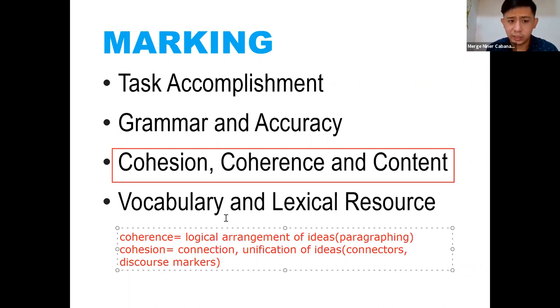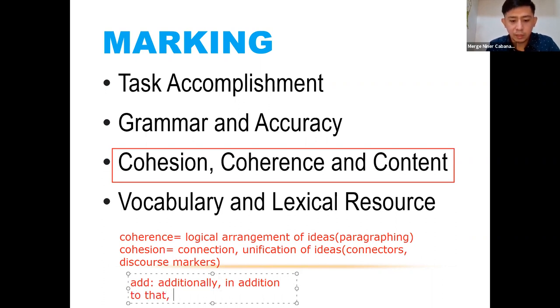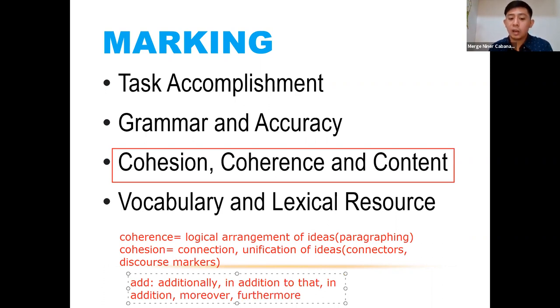So, basic words when it comes to coherence and cohesion. If I'm going to add on paragraph and sentence level, I can use the words additionally, in addition to that, in addition, moreover, furthermore. Those are the words that I use if I want to add.